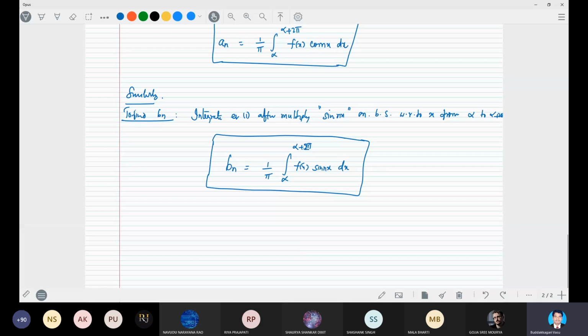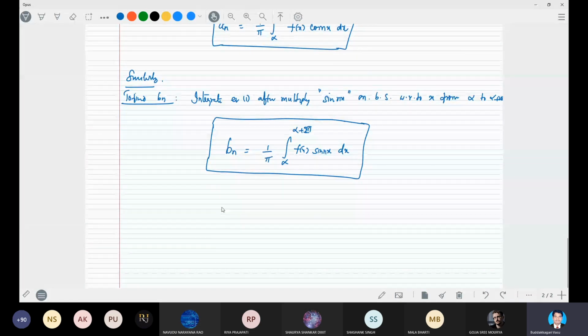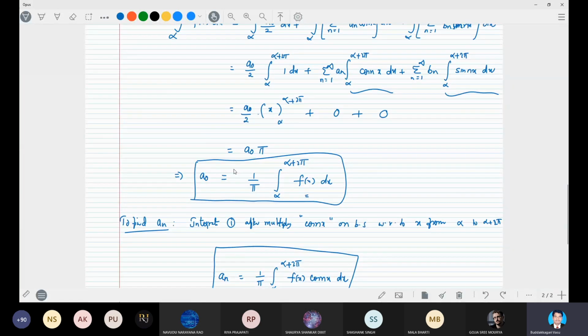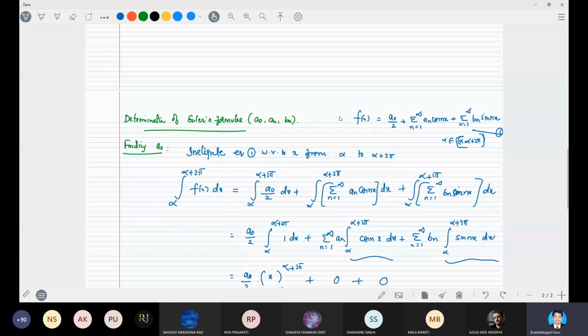So like that we can determine all the coefficients. Once you determine, then we can write the series expansion for the given function as a0 by 2 plus sigma n equals 1 to infinity an cos nx plus sigma n equals 1 to infinity bn into sin nx, right?